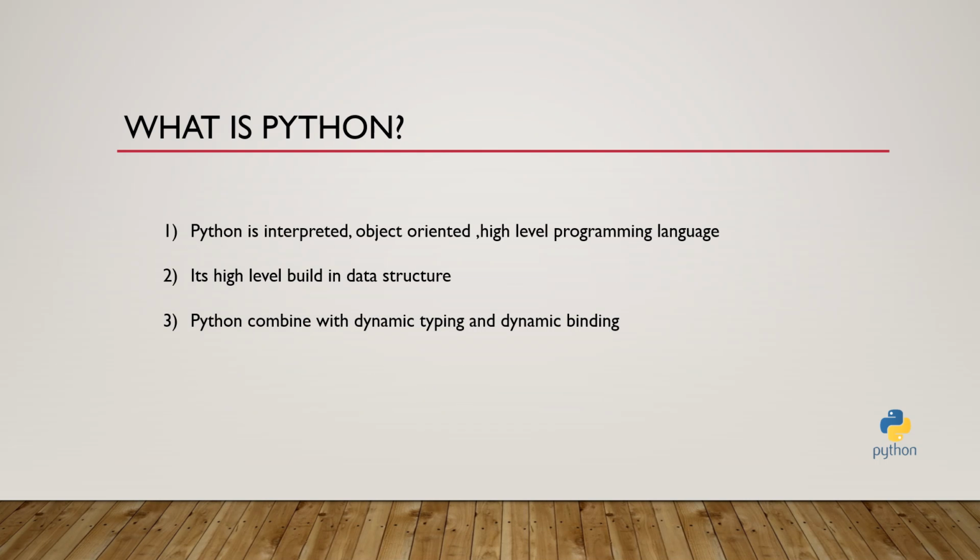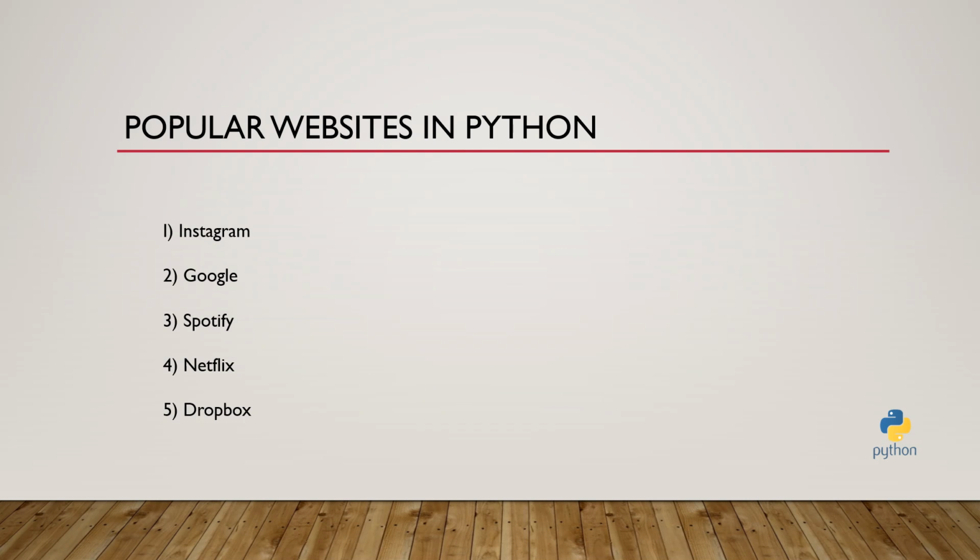Now let's discuss popular websites in Python. Many of today's most successful tech companies are choosing Python for the backend. These are some of the latest websites built in Python: Instagram, Google, Spotify, Netflix, Dropbox, and Pinterest.